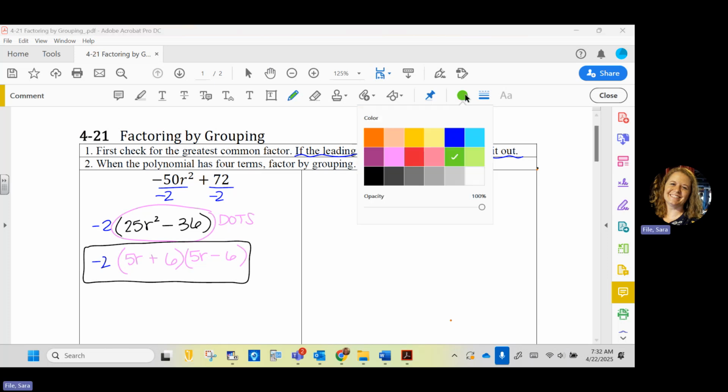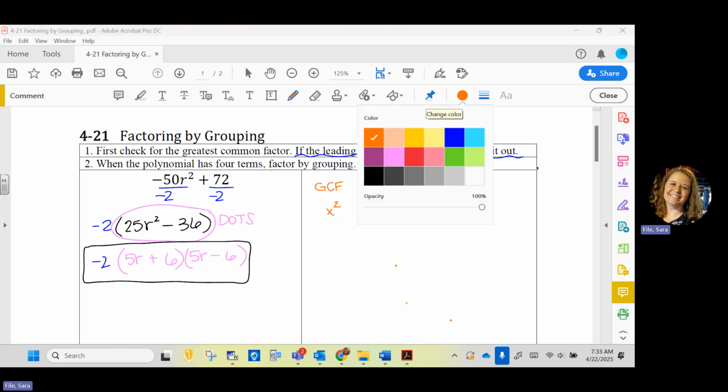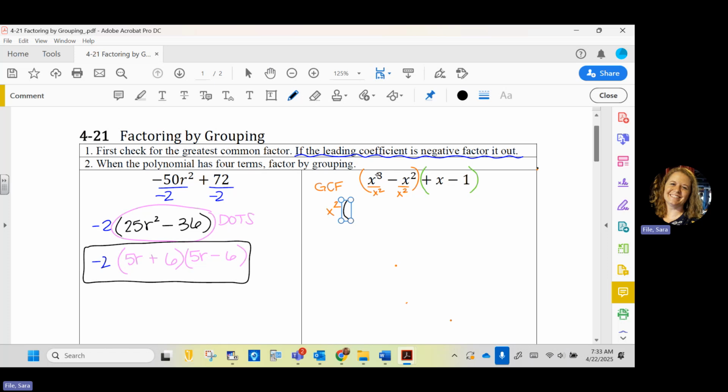Now within each group, you're going to do the GCF. So this is the first group. What is the GCF of this first set of parentheses? What can be divided out of both x cubed and x squared? X squared. If I divide both of these by x squared, let's list what is going to be left. So here that would be an x. And here, anything divided by itself is 1. You have to write the 1. It doesn't just disappear. It's not 0.